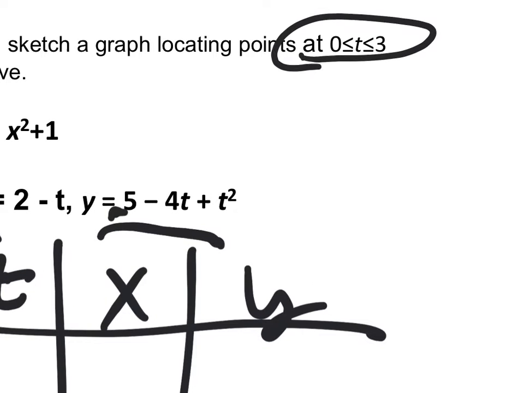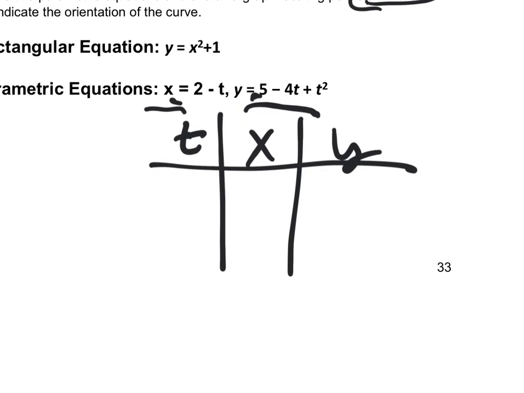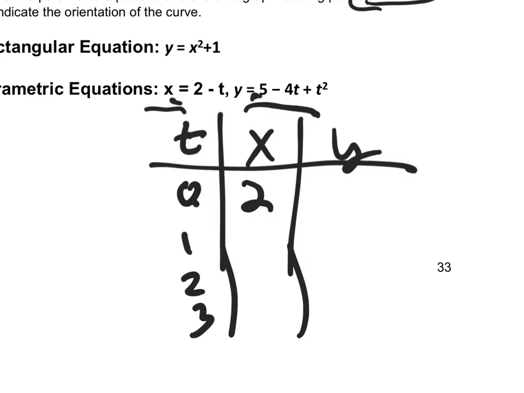He said 0 through 3 is my T. So start at 0. You can use any T's you want, but I'll do 1 and a 2 and a 3. That'll give me enough. If I plug in a 0 for X, I hope that gives me a 2. If I plug in a 0 for the Y equation, if T is 0, then that's 0 squared. 4 times 0. That's all 0. What's left? It's a 5, isn't it? 5 minus 0 plus 0, 5.